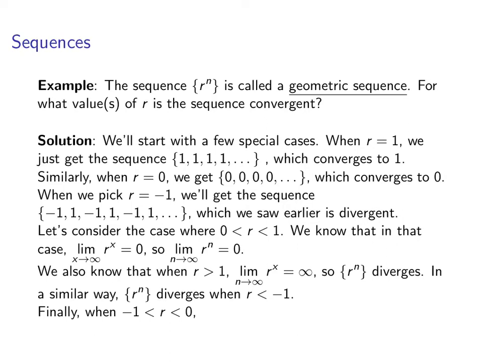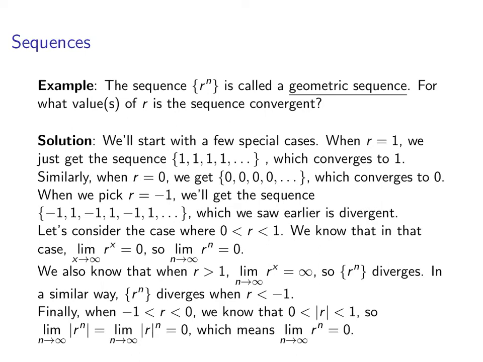And then for our last case, when r is between negative 1 and 0, we know that the absolute value of r is between 0 and 1. And so the limit of the absolute value of r to the n will be equal to 0. And so we have a theorem that tells us that that means r to the n has a limit of 0.